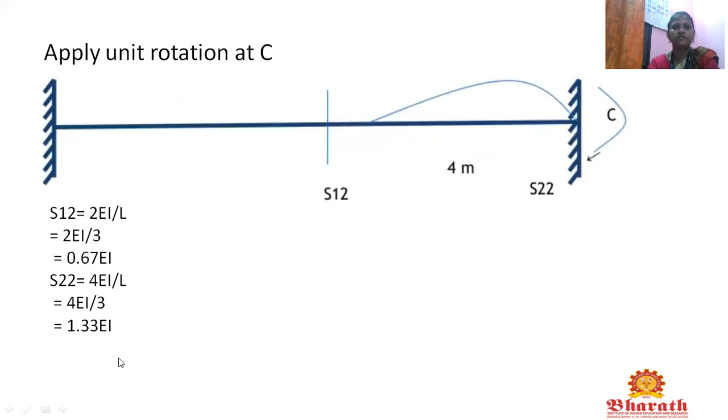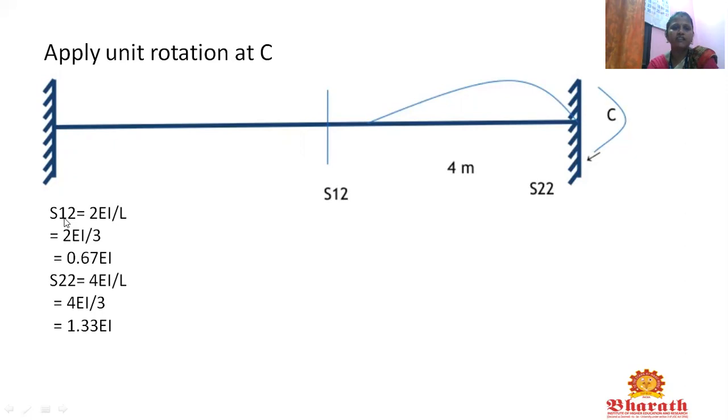Next, similarly, we have to apply a unit rotation at C. Now B is over, next coming to point C. If you apply a unit rotation at C, we have to find the stiffness matrix on the opposite side. So in the C matrix, we have to take S22 and S12. We apply a unit rotation at C and find the displacement at 2, and similarly in S12, we apply a unit force at 1 and find the displacement at 2.